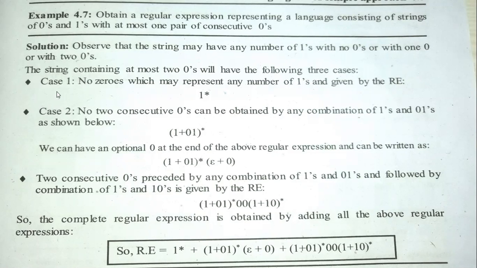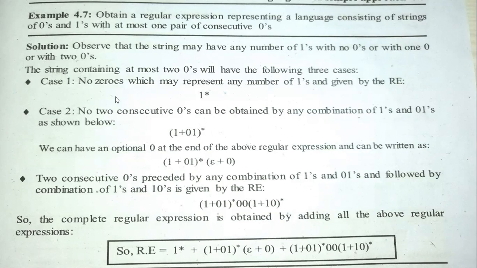Case number 1, no zeros, which may represent any number of ones, and is given by the regular expression 1 star exactly. So 1 followed by no zeros, how we can write this? 1 star. Then no 2 consecutive zeros can be obtained by any combination of ones and 0 ones as shown below.